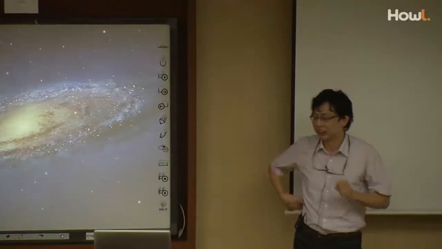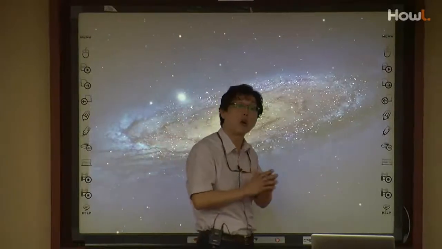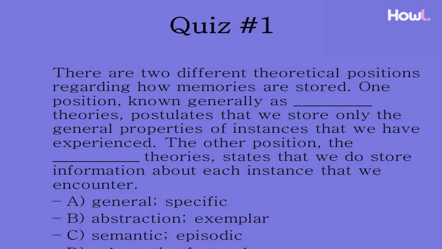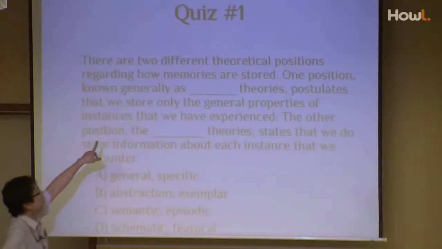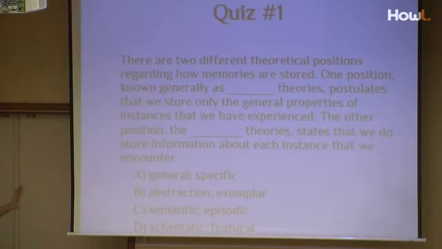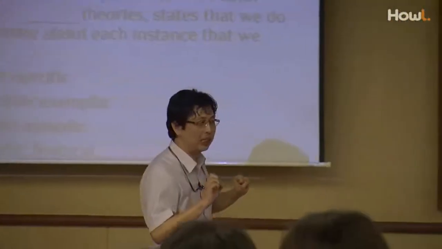Before we go further, we have two quizzes based on last week's lecture plus a preview of today's lecture. Quiz 1 is this one. Last week, I covered two theories of knowledge representation. There are two different theoretical positions regarding how memories are stored. One is something theory, the other is something theory. The first is that we store only the general properties of the instance, and the second is more explicit, clear examples, instance-based.